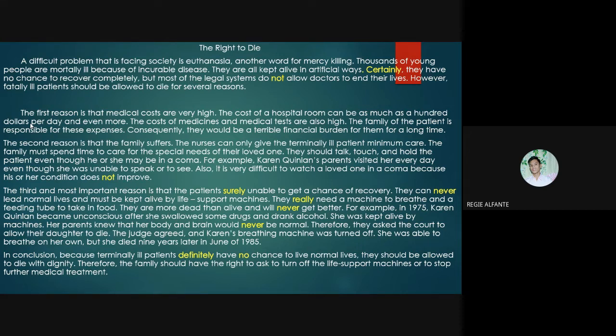Her parents knew that her body and brain would never be normal, so "never" also negates that the patients will have normal lives. So in conclusion, because terminally ill patients definitely have no chance to live normal lives, the author is affirming by using "definitely" that the patients have no chance to live their normal lives forever.